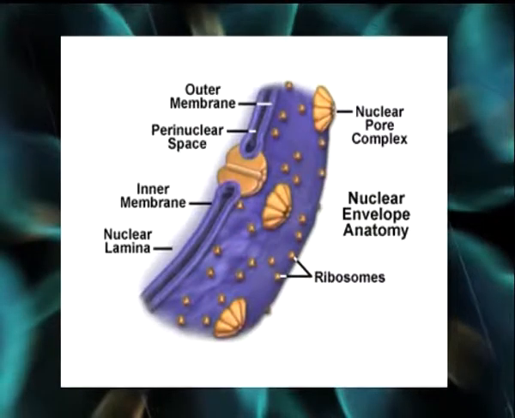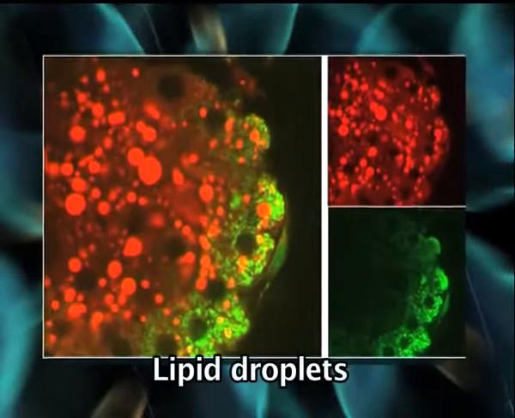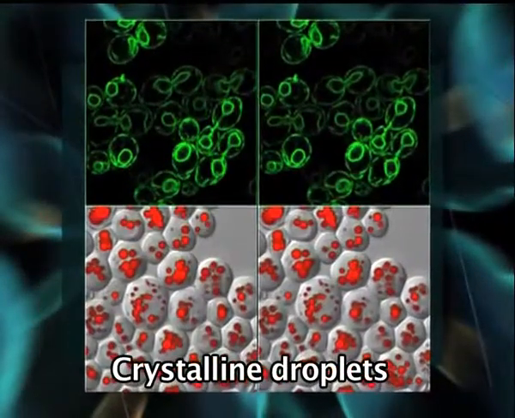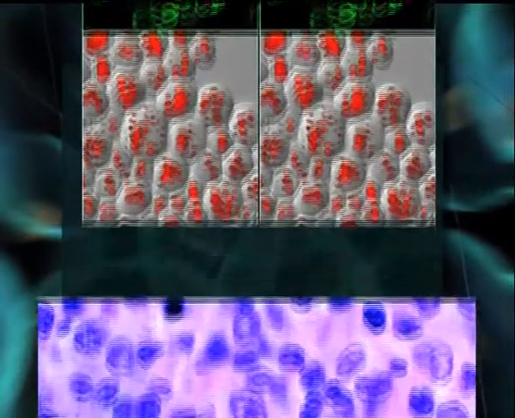The two membranes enclose an intervening space of about 100 to 700 angstrom, a filled compartment called the perinuclear space or cisterna. It is probably filled with fluid similar to that contained in the endoplasmic reticulum. Antibodies have been localized in the perinuclear space in the lymphoid cells, indicating that they are produced and stored at the site. Lipid droplets and crystalline droplets have also been observed in the perinuclear space.